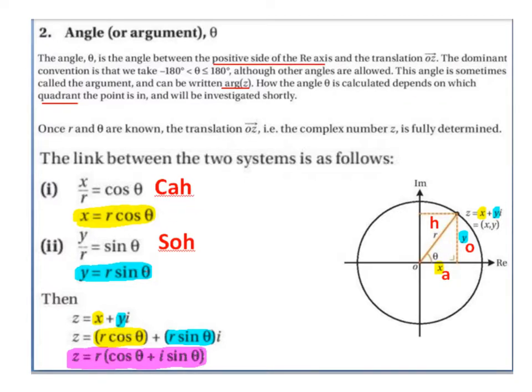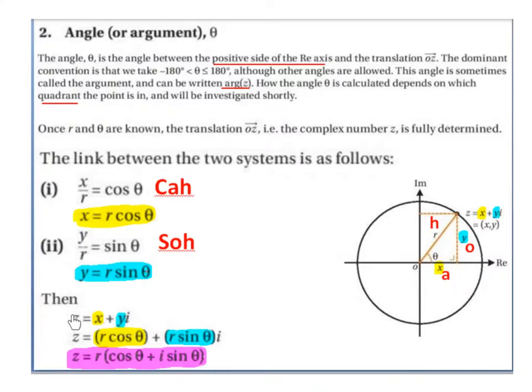And likewise, our SOH from SOHCAHTOA stands for sine equals opposite over hypotenuse. So our angle is theta, so sine of theta is the opposite, which is y, over the hypotenuse, which is r. So y over r equals sine theta. So solving for y, or rearranging to get the y on its own, we get y equals r sine theta. So y will always be equal to r sine theta.